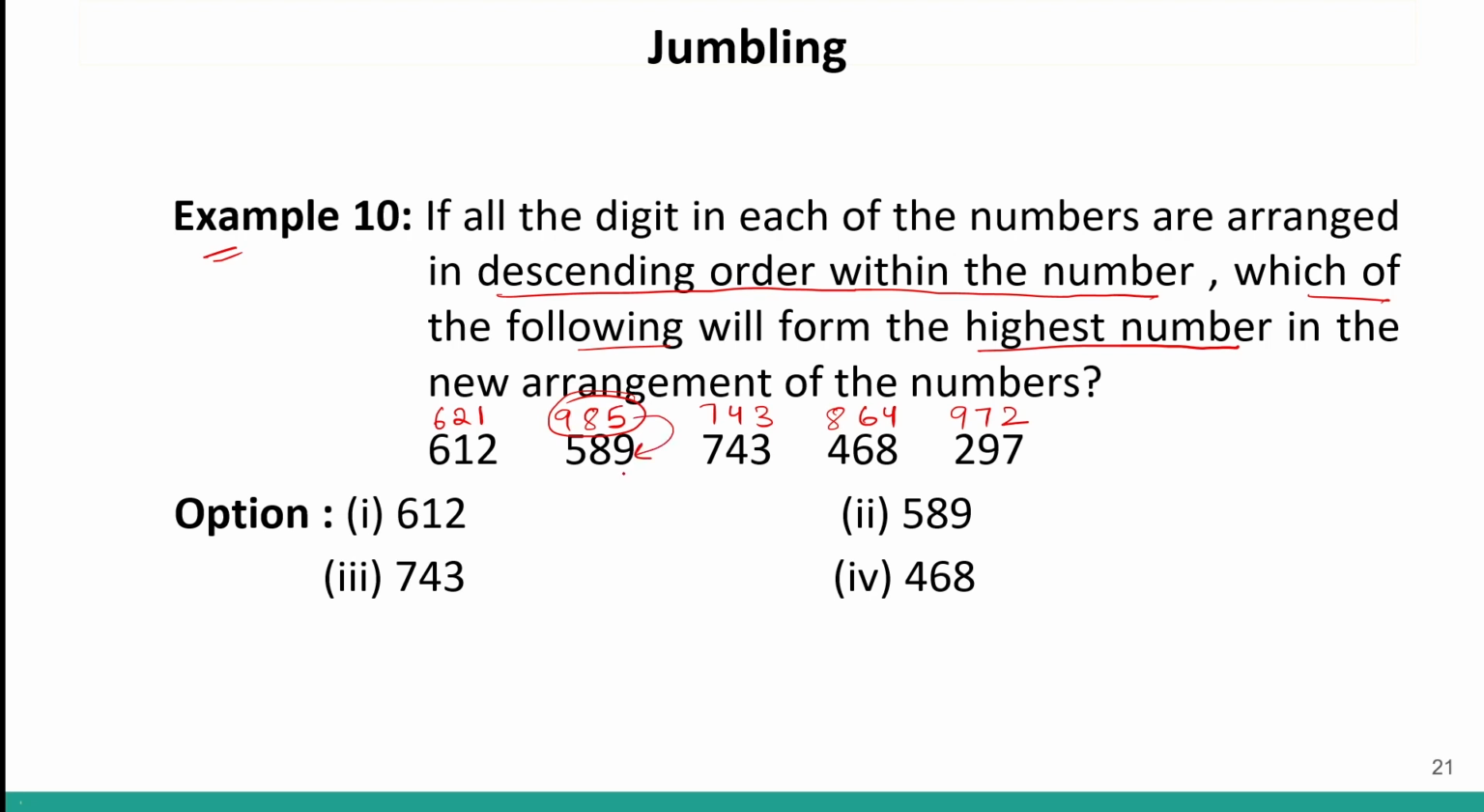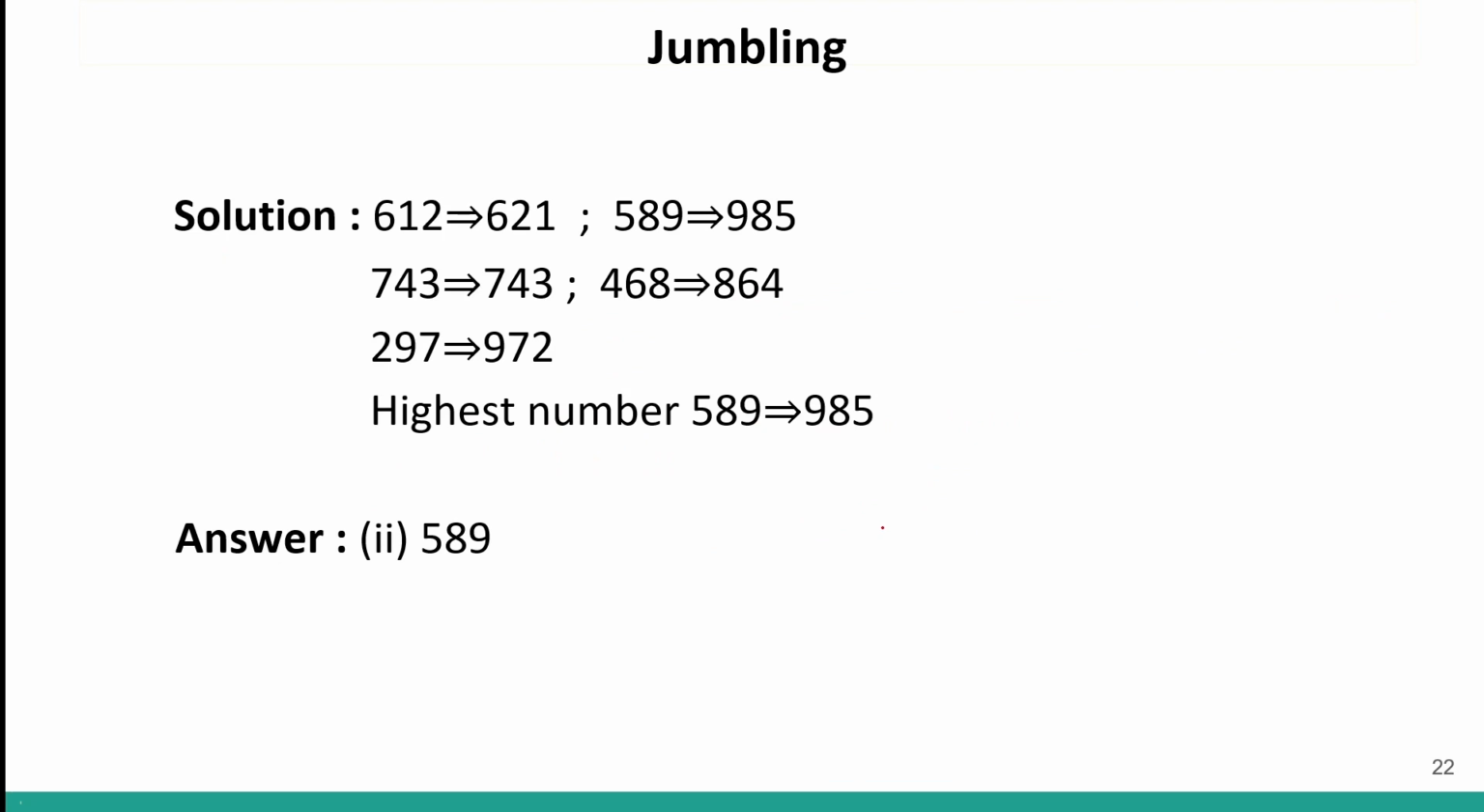985 is formed by 589. So the answer will be option number 2, 589. Clear? Let me repeat. So first we had to arrange them in descending order within the number. So within the number I arranged them in descending order. So 612 became 621. Similarly 589 became 985. Then we had to find out which will be the highest number after the rearrangement. So after the rearrangement the highest number was 985 and it was formed using the number 589, which is option number 2. So option number 2 is your correct answer.